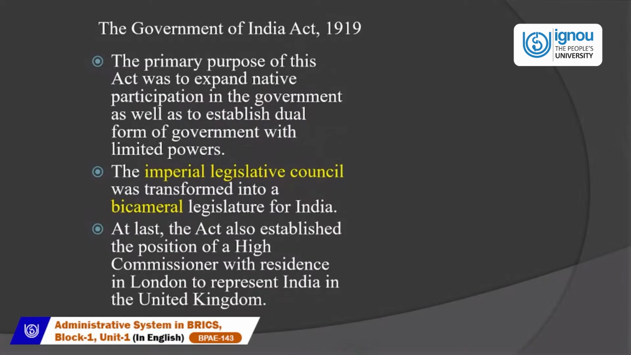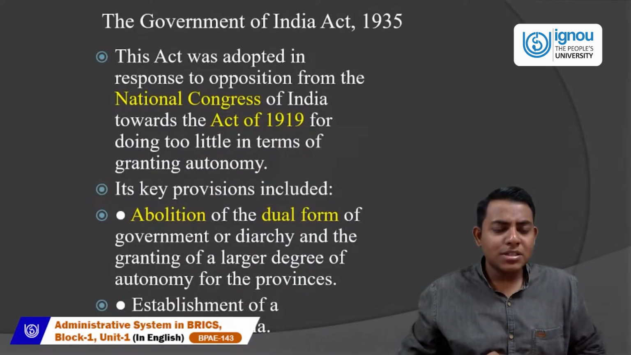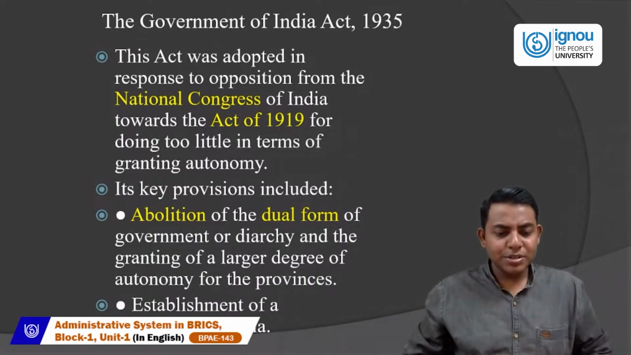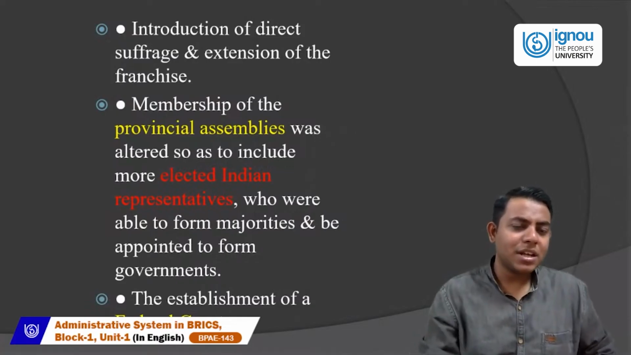Now let us discuss the Government of India Act of 1935. So this act was adopted in response to opposition from the Indian National Congress towards the Act of 1919, that is the Montagu-Chelmsford Reforms, because that act did very little in terms of granting autonomy to the Indians. Let us discuss some of the key provisions of this act. So the key provisions were the abolition of the dual form of government or diarchy, and the granting of a larger degree of autonomy for the provinces. Another key provision included the establishment of a federation of India, introduction of direct suffrage and extension of franchise.